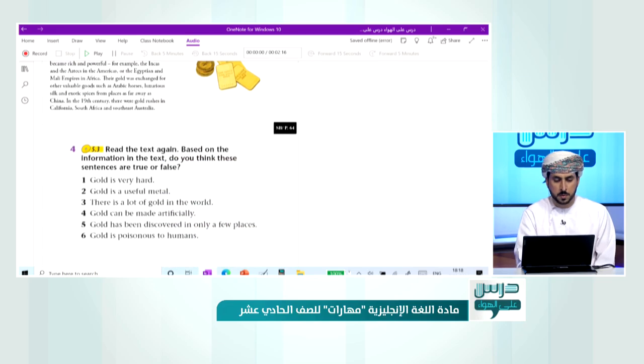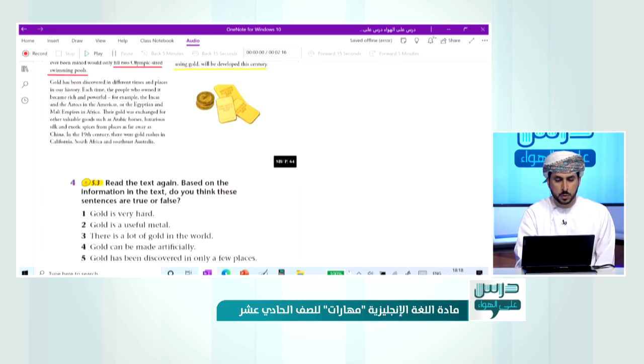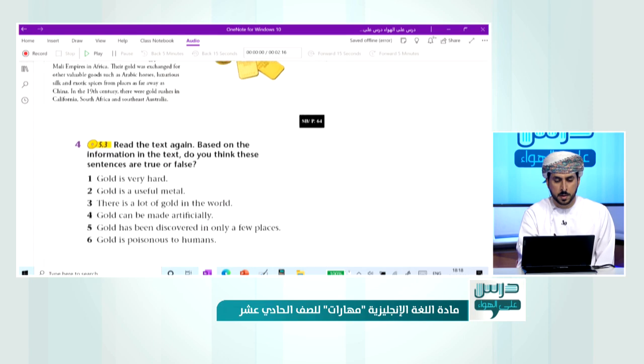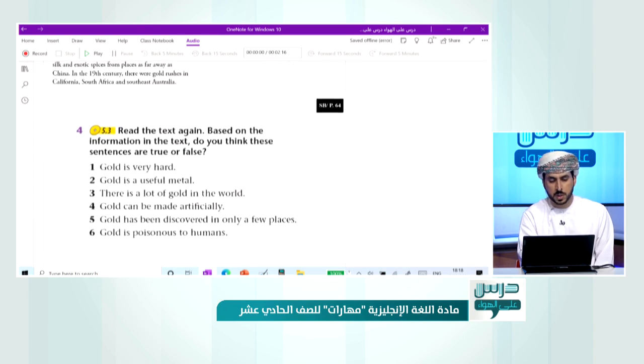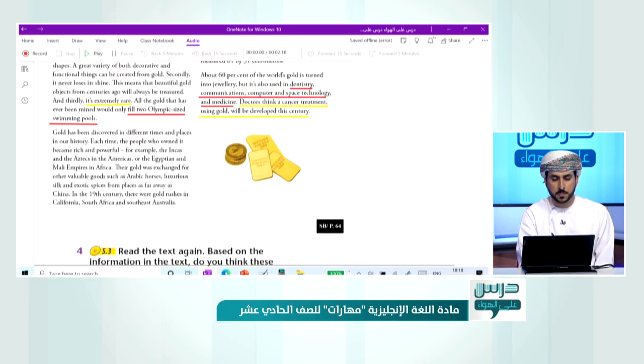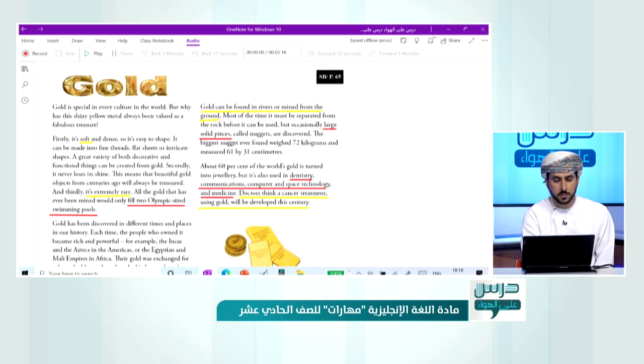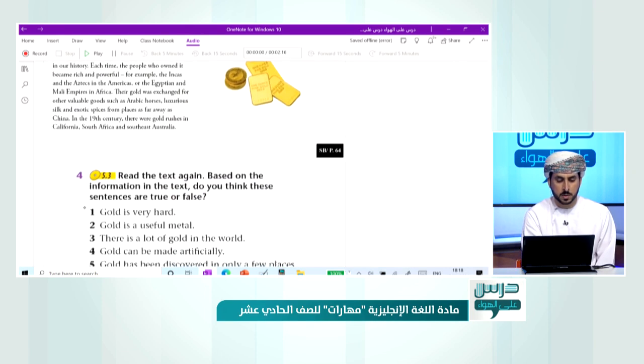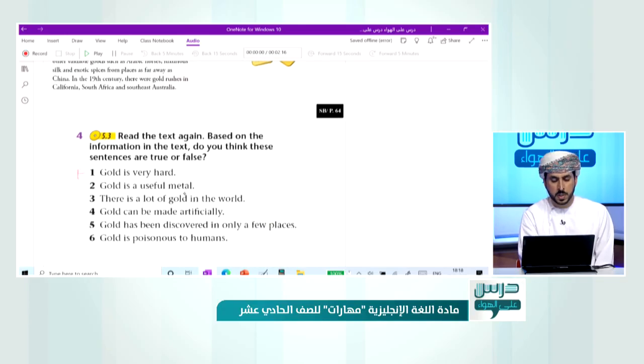Here we have also a true and false question. This is the last question that we have. Read the text again. Based on the information in the text, do you think these sentences are true or false? Gold is very hard. Is it true or false? If we go here, we can find that it is soft. So it means that the first sentence is false.